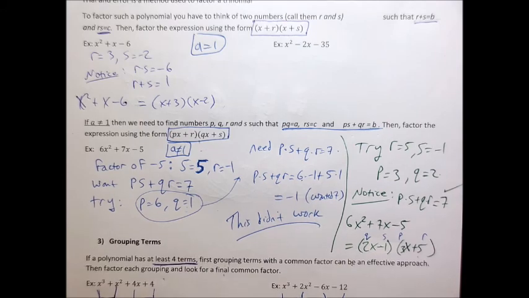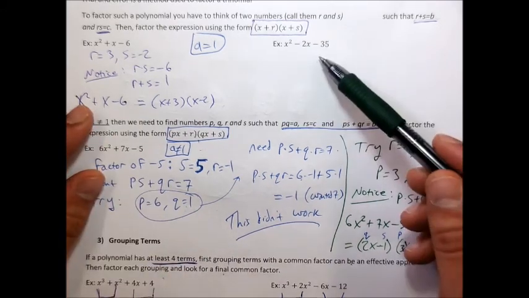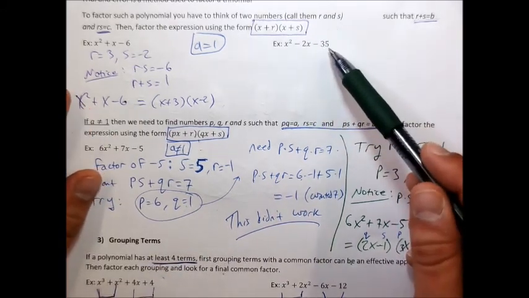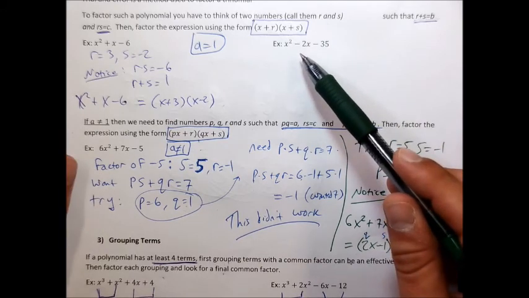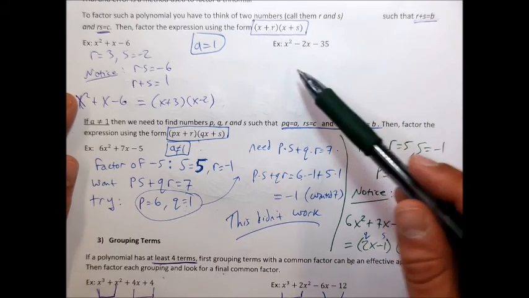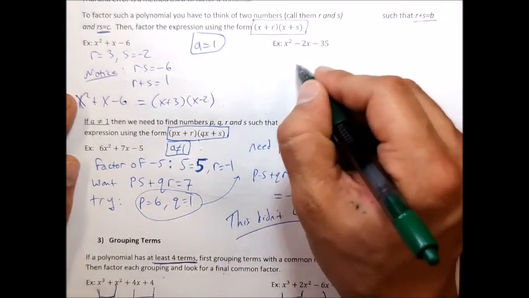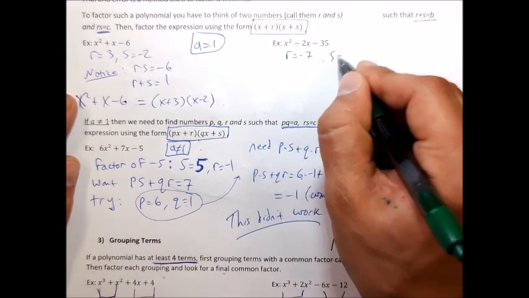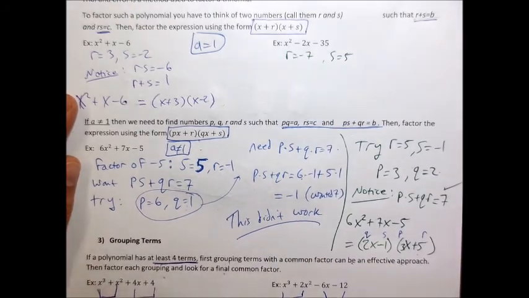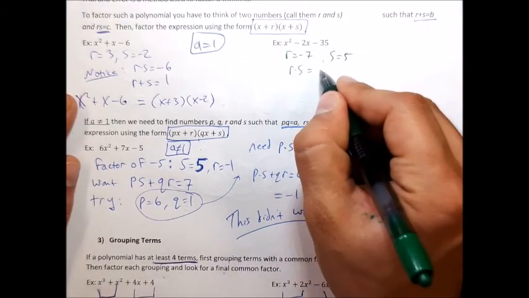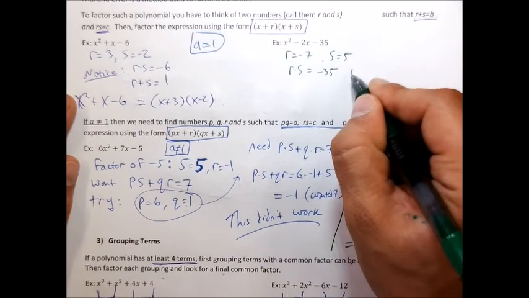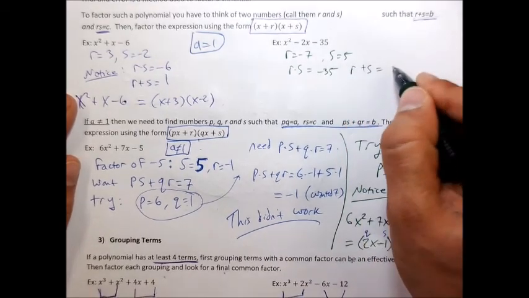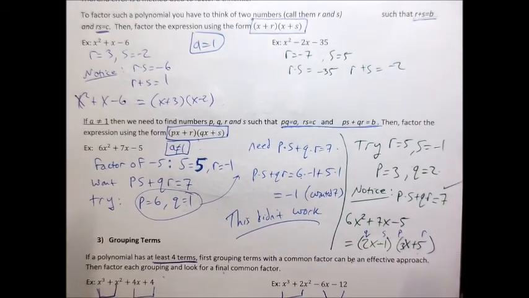So in this first one, what are the factors that we want to use? This top one that we missed. We want factors of negative 35 that add up to negative 2. Very good. All right, so we have our R is negative 7 and our S is positive 5. And notice that when we multiply them, we get negative 35. That's good. And when we add them, we get negative 2. And that's also good because that's what we want.